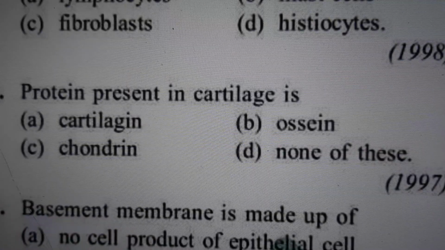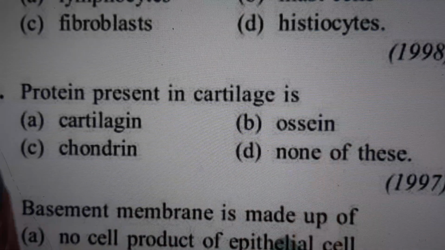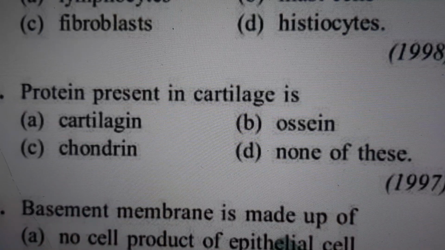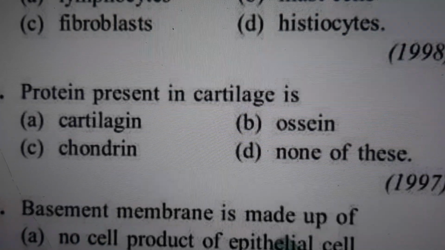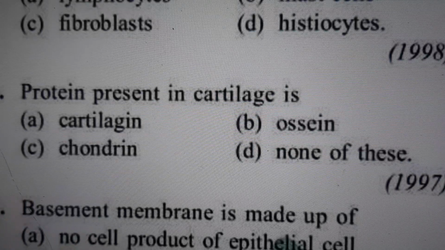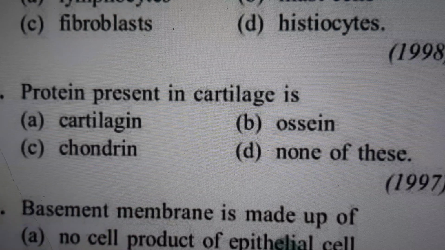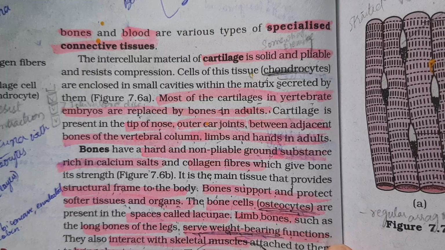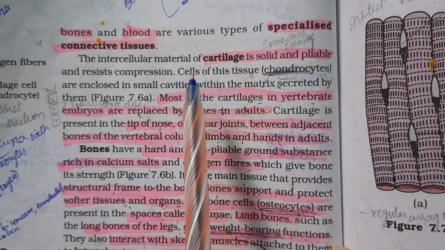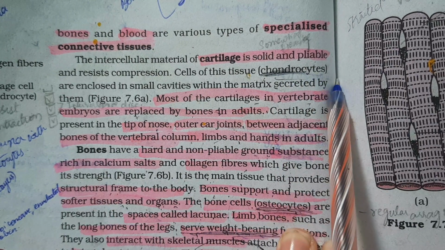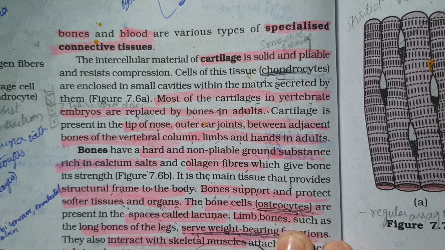This question was asked in 1997. It says protein present in cartilage is A. Cartilagen, B. Ossin, C. Chondrin, D. None of these. And the answer for this question is C, chondrin. It is a direct line from the NCERT. On page number 104, you see cells of this tissue are chondrocytes. So obviously the protein secreted by these chondrocytes is chondrin. No doubt the answer is chondrin.